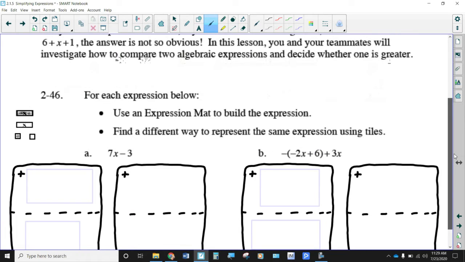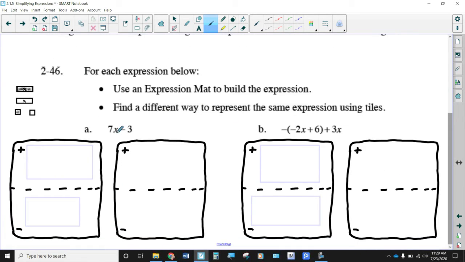Okay, but to start off, let's go ahead and do a little bit of a review. You've got two expressions here. Please copy down this expression and this expression. And your task is to build these expressions on an expression map. Just go ahead and draw one like I did with a positive region on the top and a negative region on the bottom. And start off by drawing or building, if you will, 7x minus 3 on this mat, and then make some legal changes so that you can write another expression that is equivalent to this first one, okay?